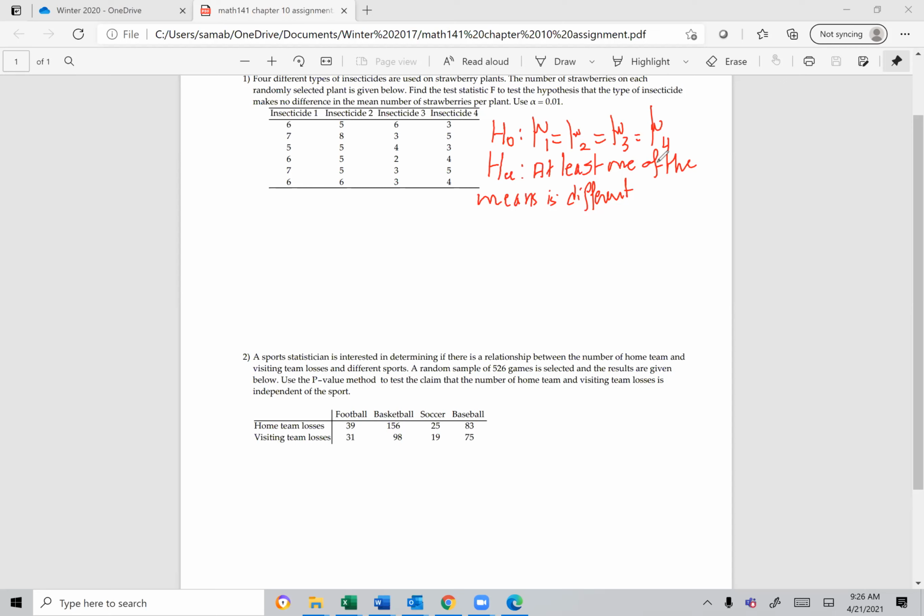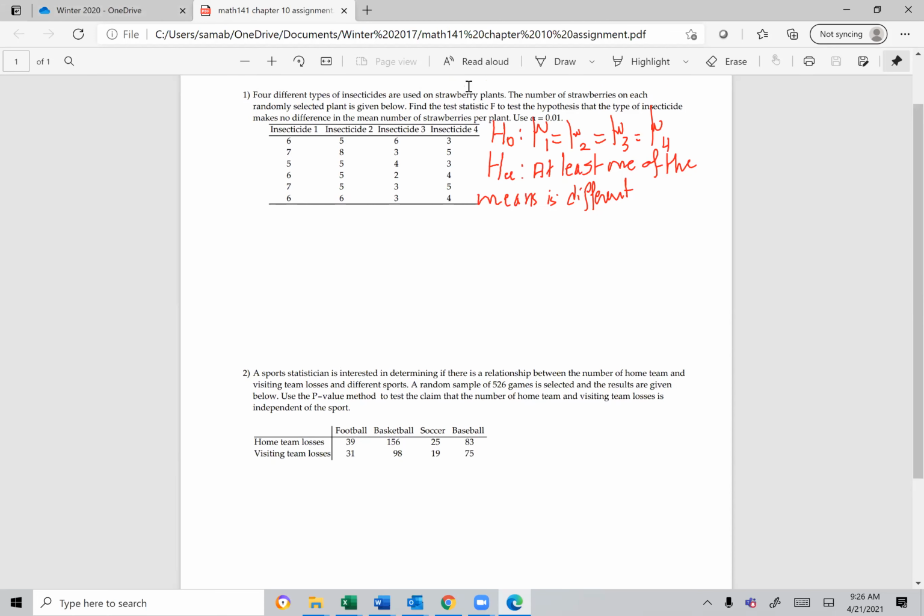Okay, where is the claim, guys? Is it in HO or HA? It says, test the claim that there is no difference in the mean number of strawberries. HO. Yeah. This is where the claim is. No difference means equal, guys. This is the type of question, guys, I don't expect any students to do it wrong, especially section 10.4, and that's why I did it first, because it should be very straightforward.